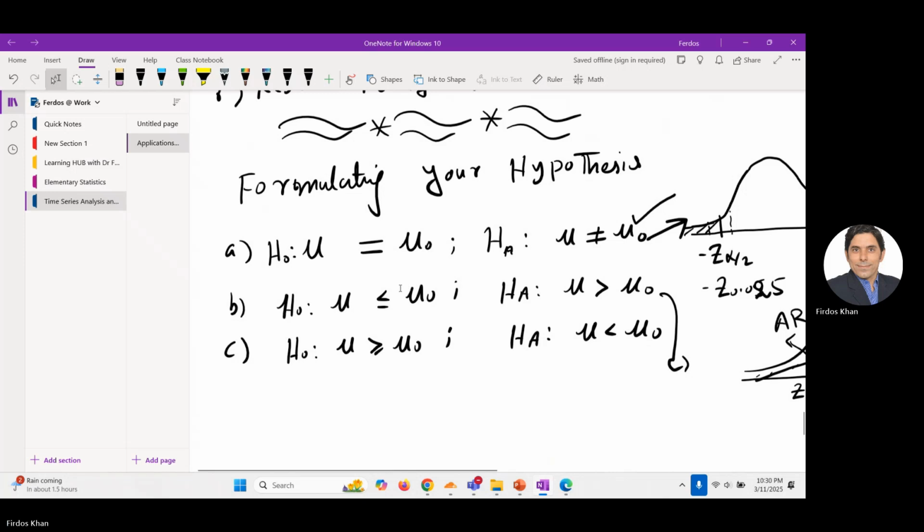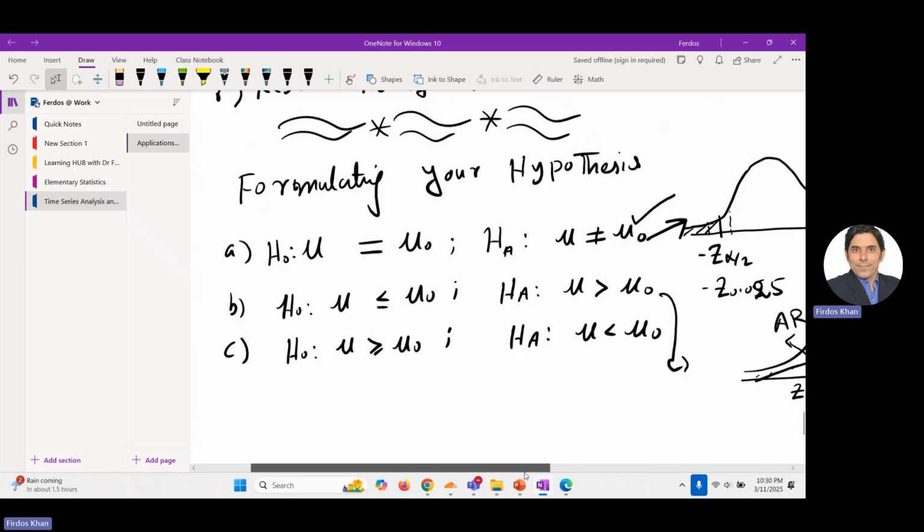The second way is the null hypothesis mu is less than or equal to mu naught. That means the average value is less than or equal to this particular value. The alternate hypothesis is totally opposite, that is mu is greater than mu naught. In the third way, the null hypothesis is mu is greater than or equal to mu naught, and the alternate hypothesis is mu is less than mu naught.